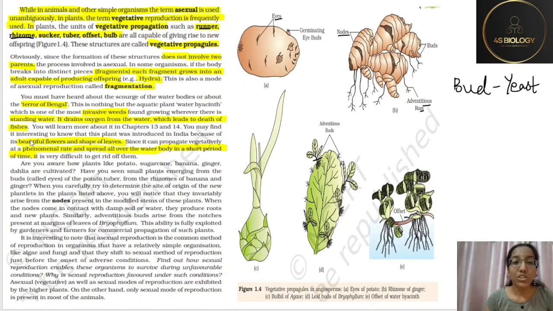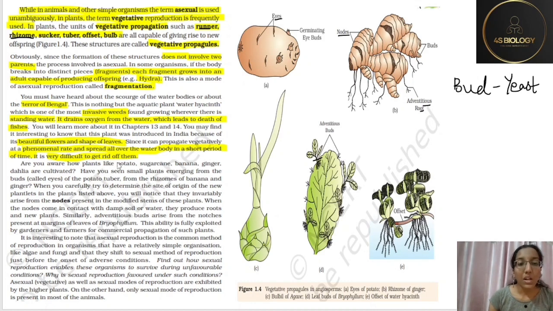You learn more about this. You may find it interesting to know that this plant was introduced in India because of its beautiful flowers and shape of leaves. Since it can propagate vegetatively at a phenomenal rate and in a shorter period of time as well, it is very difficult to get rid of them. So this is one small paragraph about it.